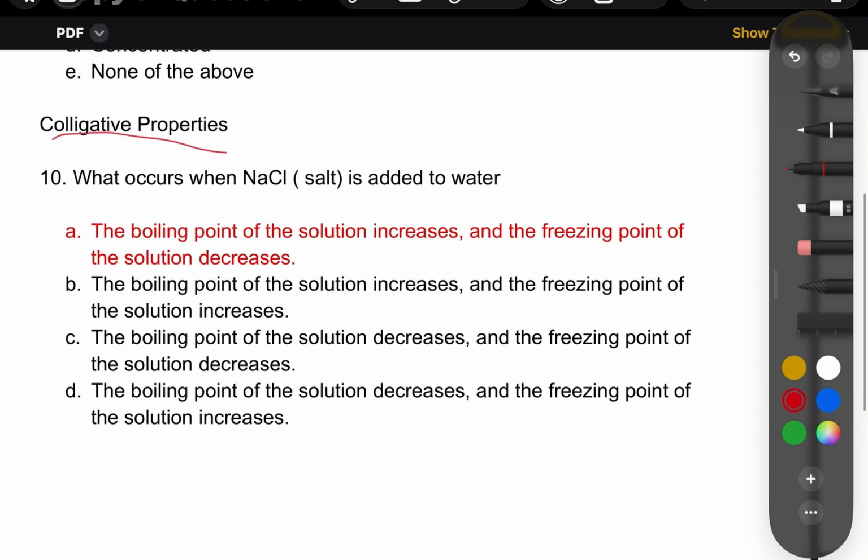Now, colligative properties. It's saying what occurs when NaCl is added to water. So salt, which is a solute, is going to be added into water, which is our solvent. And whenever we add salt into a solvent, if you already know this, the boiling point is going to increase and the freezing point is going to decrease. One example is called freezing point depression. Whenever it's going to snow, we add salt to the ground because we don't want ice to form. The whole purpose is that salt is going to decrease the freezing point of the water. So it's going to actually prevent it from freezing so quickly or so easily.